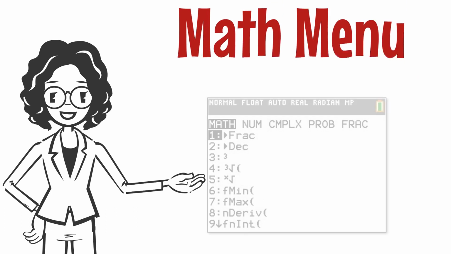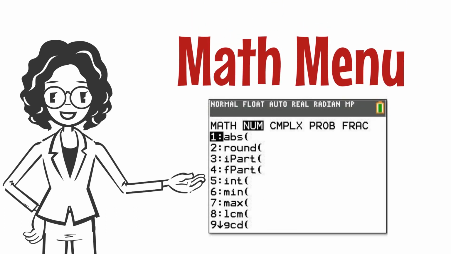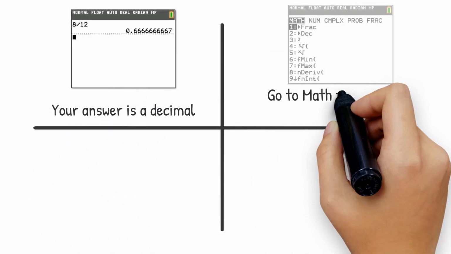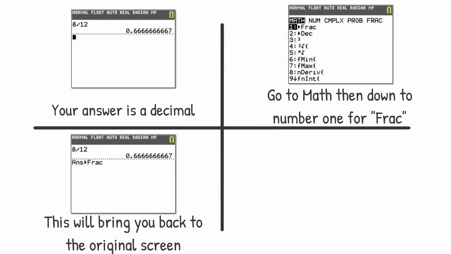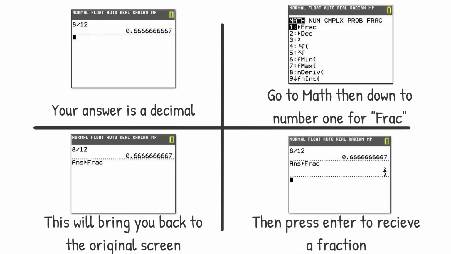Under the alpha key is the math key. This key gives you some helpful functions like absolute values, which are the first option under NUM. And with this screen, you can change your answers from decimals to fractions or vice versa. So go back to your original screen and divide 8 by 12. You get this decimal, but it asks for it in fraction form. So we hit the math key and then enter, enter. This will give the decimal we just got as our answer in fraction form.